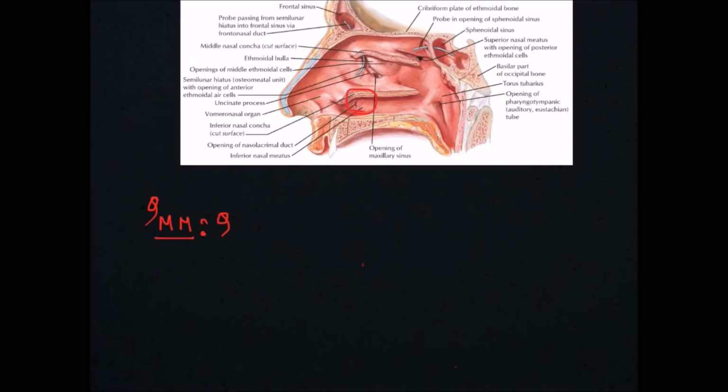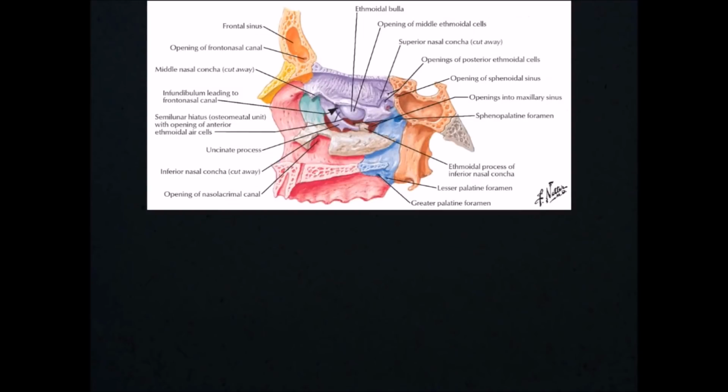So let's see. In the middle meatus, there is a bony projection, which is termed as bulla ethmoides. So what is bulla ethmoides? Just see this diagram. In this diagram, you are able to see this is the ethmoid bone. This is the superior turbinate. This is the middle turbinate.